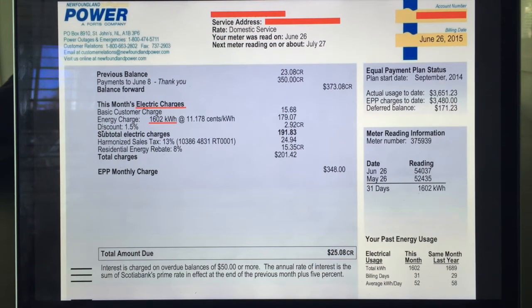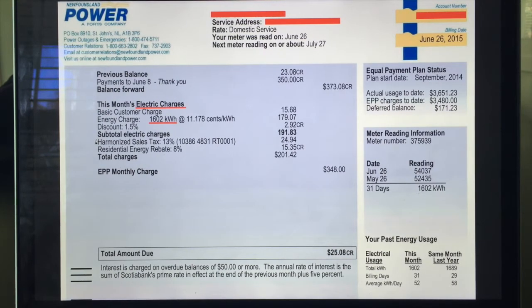So the next line item is a discount of 1.5%. This is if you pay your bill before the discount date, they'll give you 1.5% back on these two rates here, of roughly $3. It's not huge, but it is 1.5%, so we'll take it. And so then it subtotals all of these electric charges, so your basic monthly charge plus your energy charge minus your discount, and that's a total of $192.